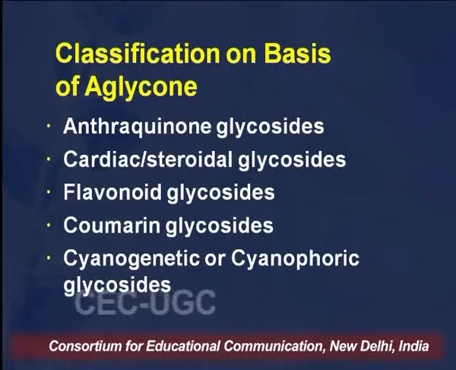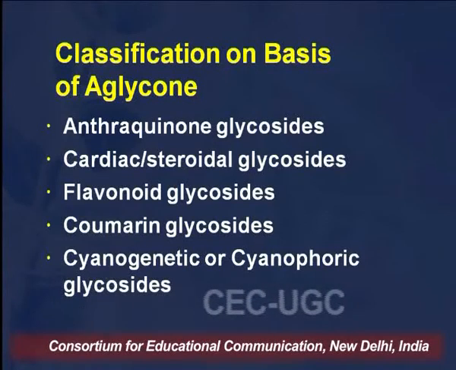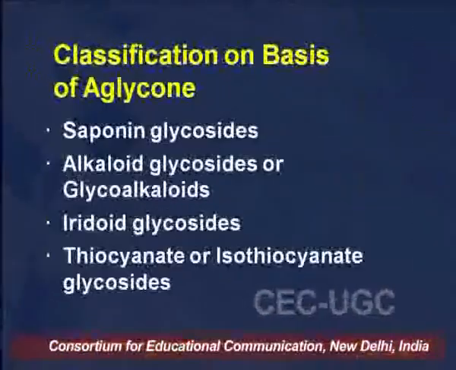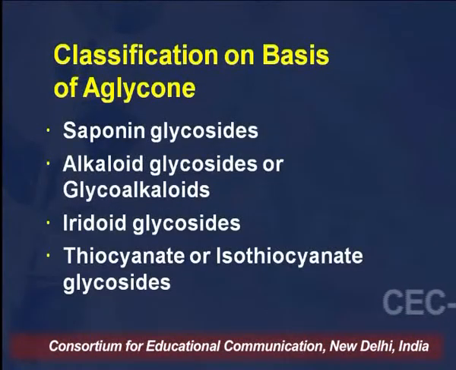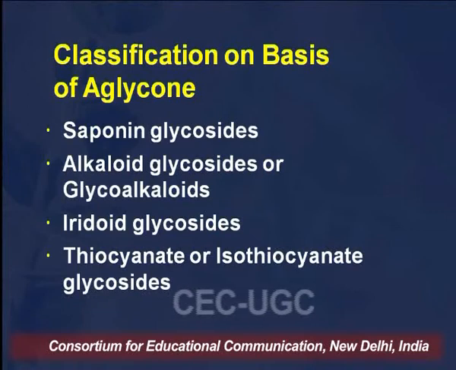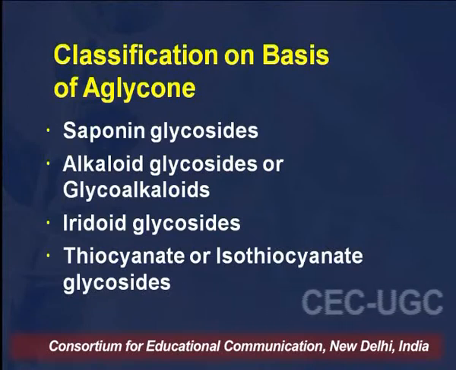Then we have cyanogenetic or cyanophoric glycosides. These are the glycosides which on hydrolysis give you hydrogen cyanide. Then another class is saponin glycosides. Saponin glycosides are those glycosides which have soap-like characters, and therefore the name saponin is given. Whenever these glycosides are mixed with water and shaken, they produce froth like soaps.